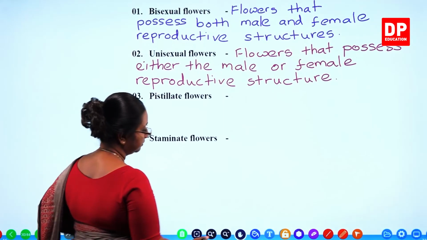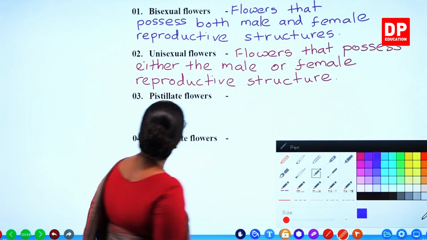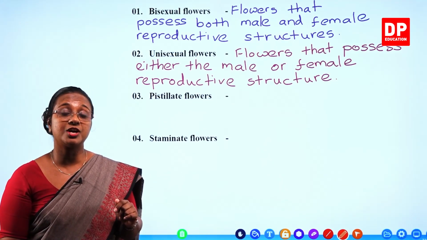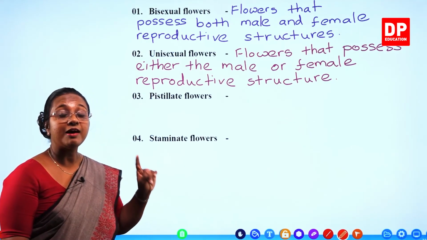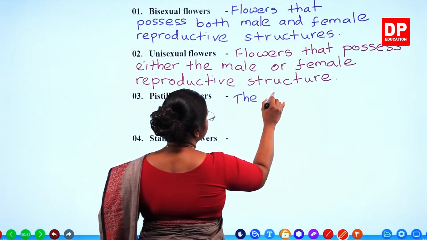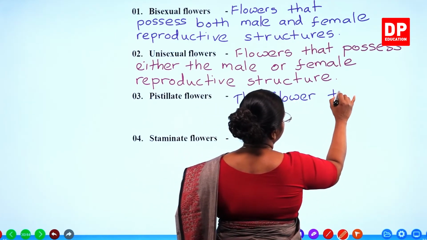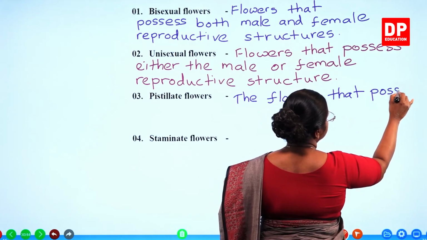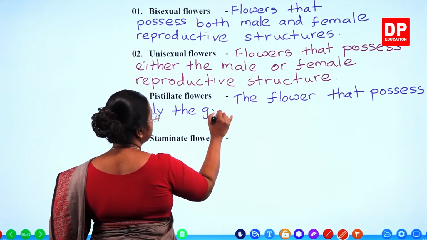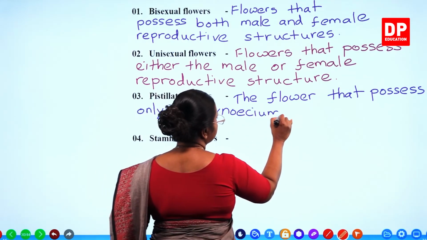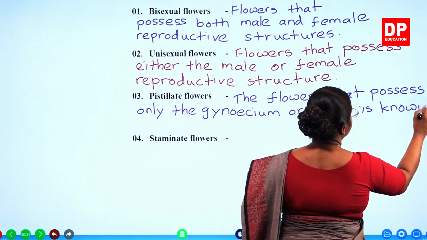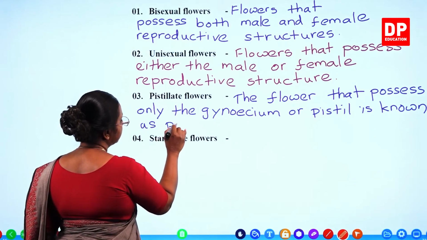Then the next one. What is a pistillate flower? A pistil is gynoecium. It is the female reproductive structure of plants. So pistillate flowers, flowers that only possess the gynoecium or the pistil. So here we can say the flower that possess only the gynoecium or pistil is known as pistillate flower.